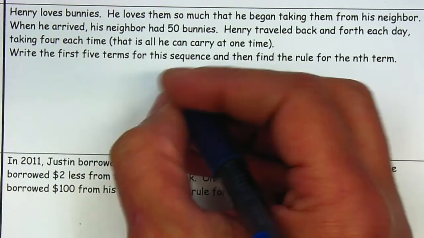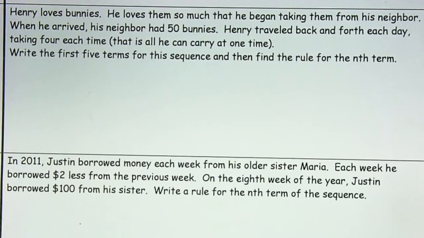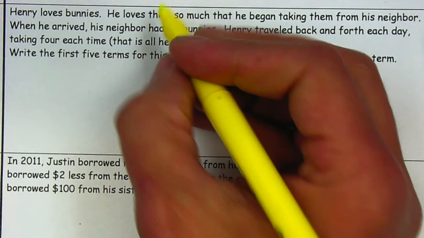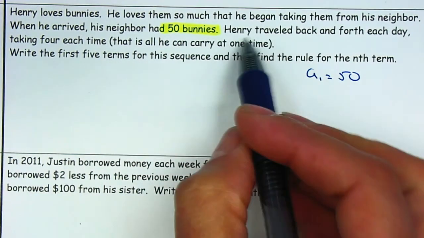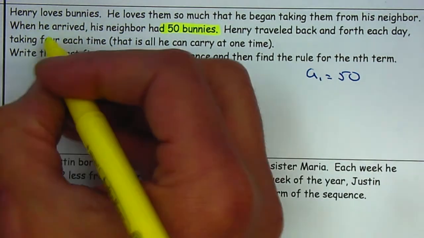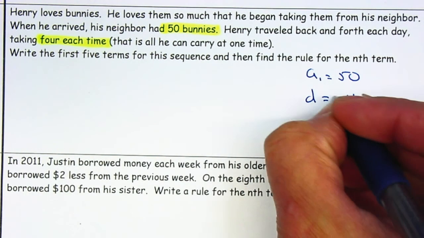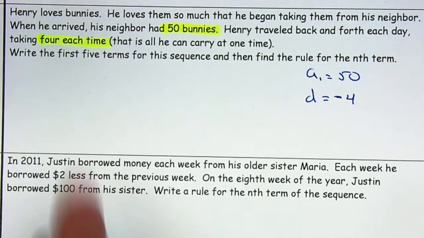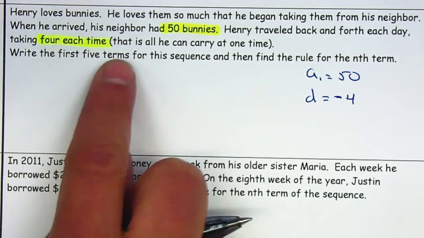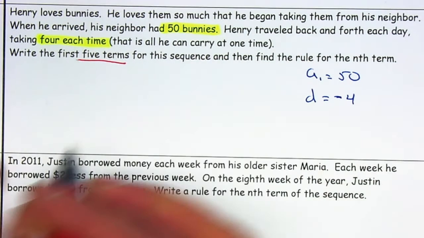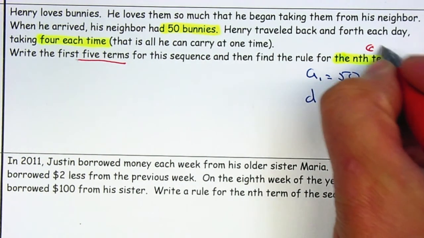We have, when he first arrived, he had 50 bunnies. That will tell you that a sub 1 will be 50. Henry traveled back and forth each day, taking only 4 bunnies at a time. And that will be your difference. The difference between each of the terms will be -4 because he's taking them from his neighbor. So whenever you have a word problem, you want to identify what information they are giving you. It says, write down the first 5 terms for the sequence. Then you need to find the rule for the n term. Remember, if we're looking for the n term, we're looking for the equation.